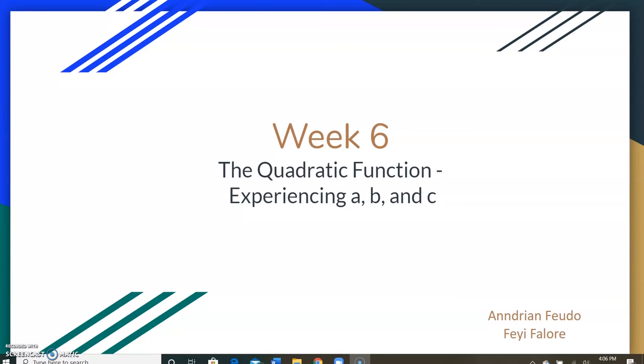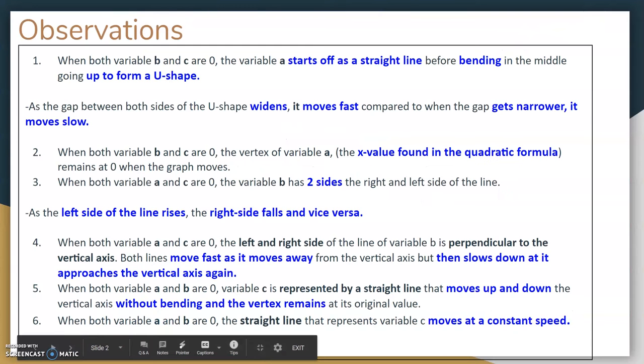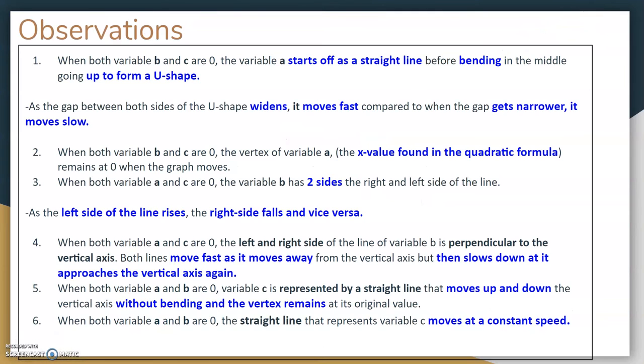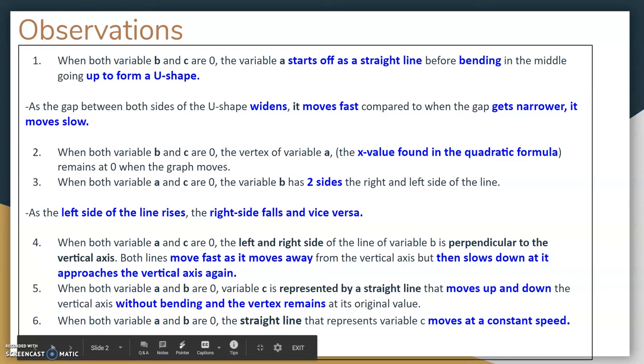We're here to discuss the quadratic function, experiencing A, B, and C, our week 6 discussion board topic. We were asked to come up with observations. We started off as number 1, when both variable B and C are 0, the variable A starts off as a straight line before bending in the middle, going up to form a U shape.